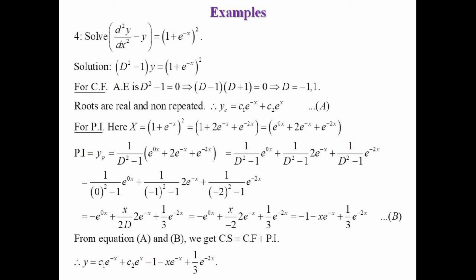Or the second method is that we may solve this expression simultaneously for all three terms. So now in the first term the value of a is 0 because e raised to 0x. So replace D by 0.